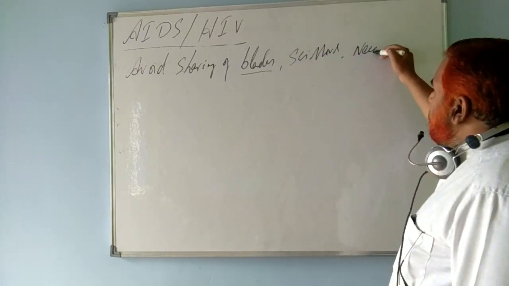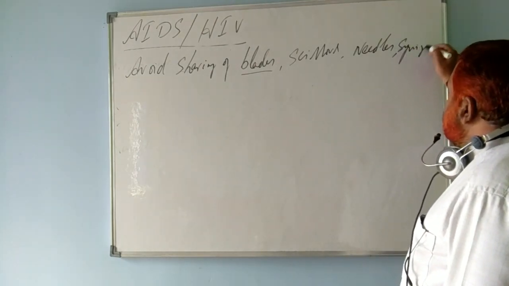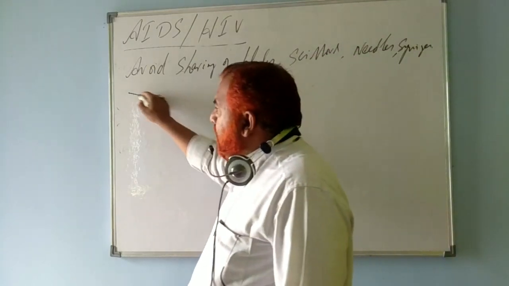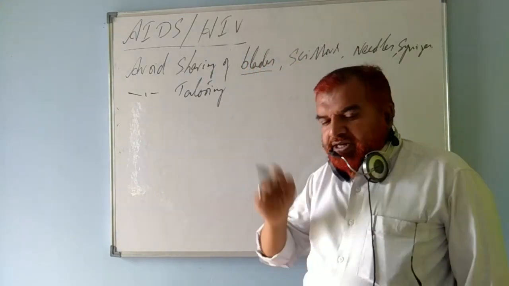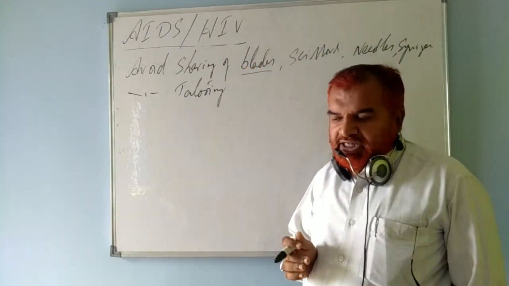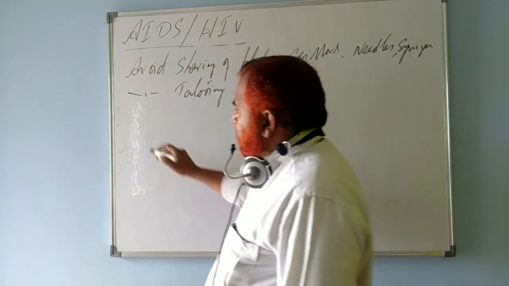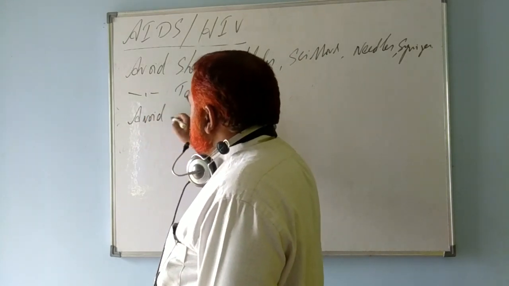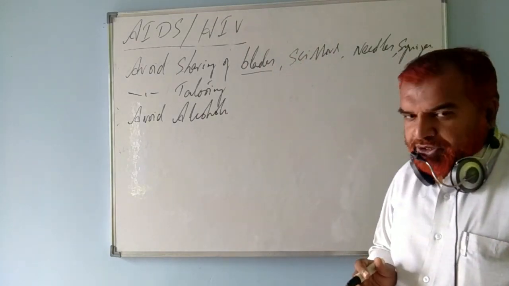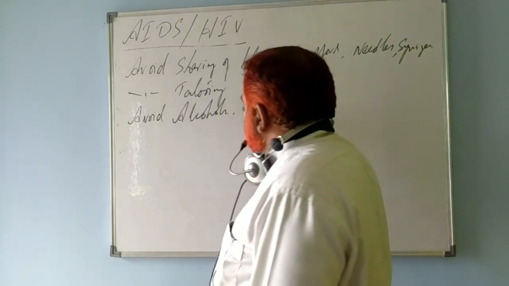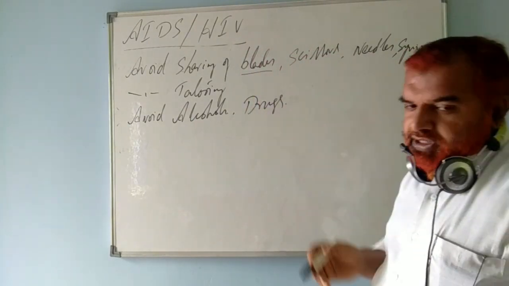Then avoid sharing of needles. Clear? Blades, syringes, needles. Avoid tattooing, because in tattooing also piercing is done and needles are used, so through tattooing also there are chances of transmission of AIDS virus and hepatitis virus. So avoid tattooing. Then avoid alcohol, because alcohol reduces your immunity and increases the chances of viral infection. Avoid drugs, sharing of drugs, and using shared needles. All this will lead to AIDS.